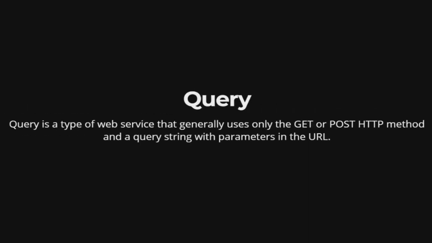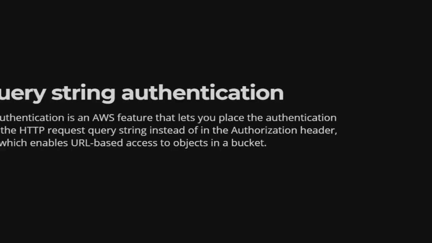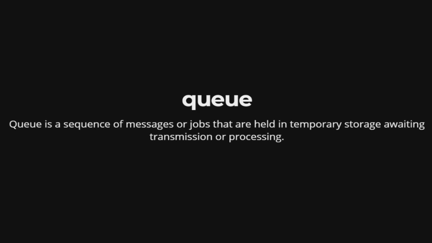Query. Query is a type of web service that generally uses only the GET or POST HTTP method and a query string with parameters in the URL. Query string authentication. Query string authentication is an AWS feature that lets you place the authentication information in the HTTP request query string instead of in the authorization header, which enables URL-based access to objects in a bucket. Queue. Queue is a sequence of messages or jobs that are held in temporary storage awaiting transmission or processing.